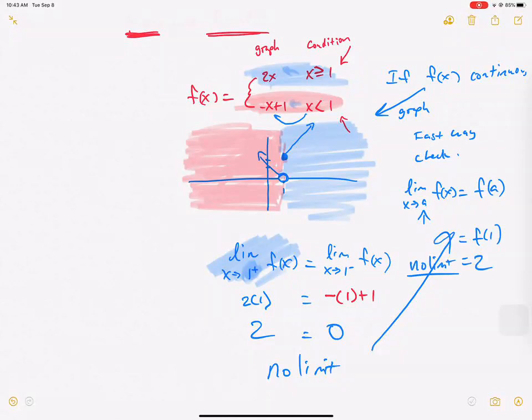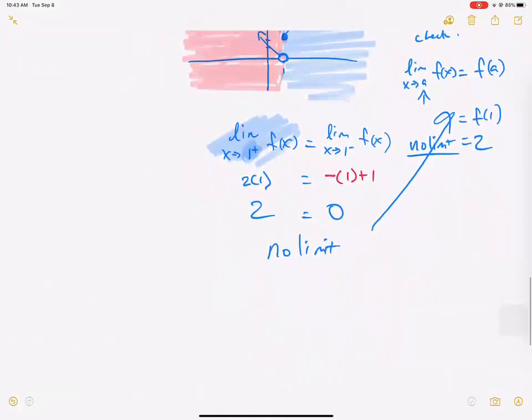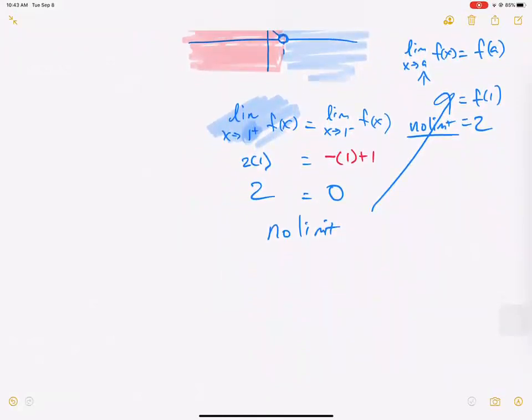Now, are all piecewise functions not continuous? No. We can actually make functions that are continuous. Now let me go ahead and give you another simple line equation. If I say f of x is made up of, here's another example, draw a little face here, and we're going to say x plus 1 when x is equal to negative 1, and that's going to be 0, right?